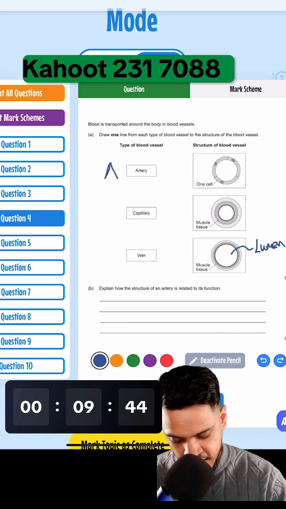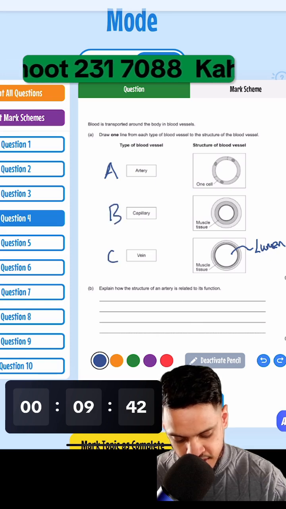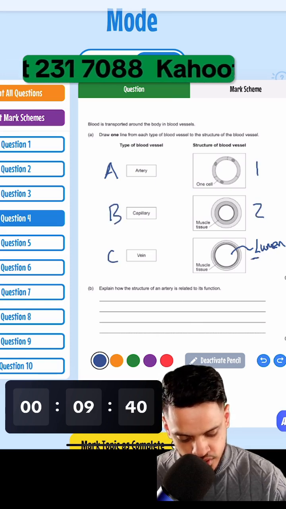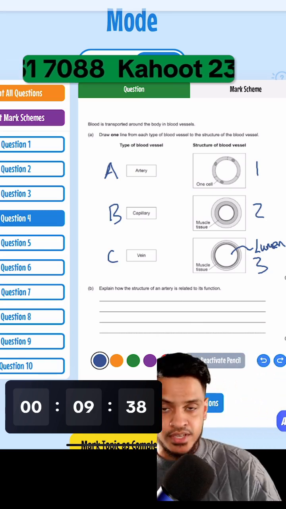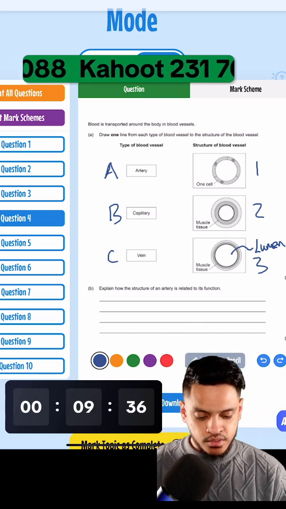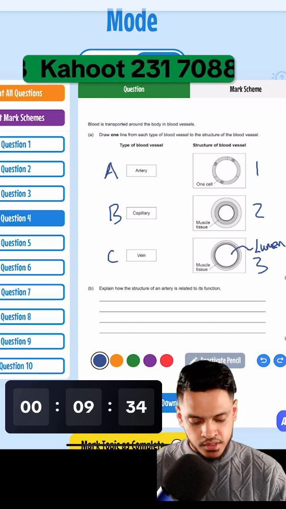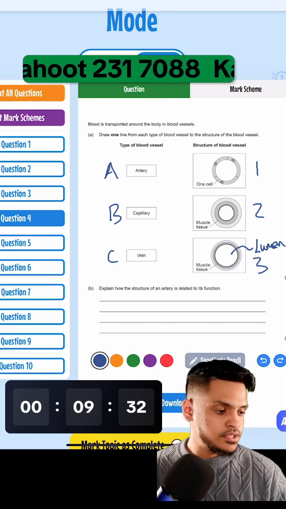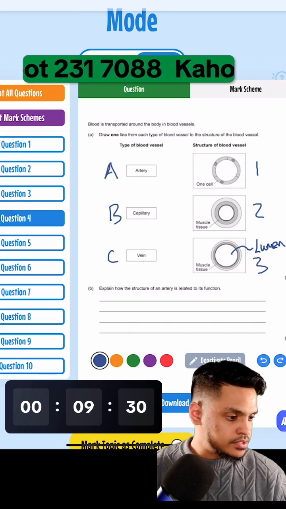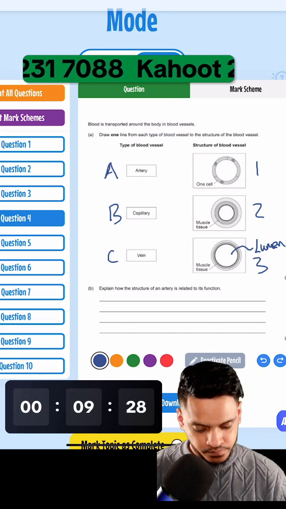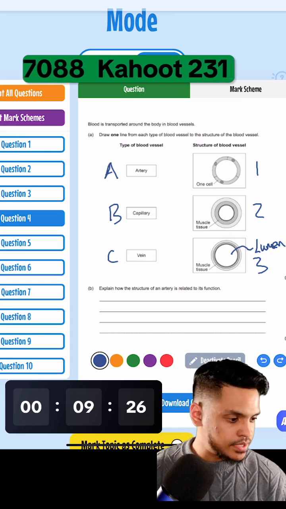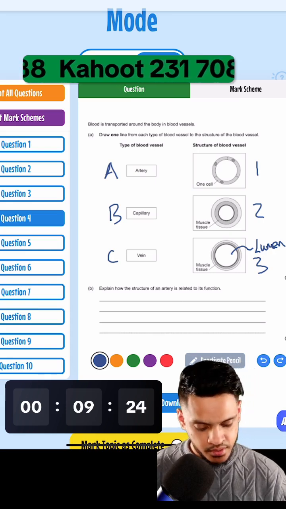So out of these 3, let me do this. I'm going to say A, B, C, 1, 2, 3. What do you guys think? Where does A go to? So is it A1, A2, A3, B1, B2, B3, or C1, C2, or C3? So Ali's saying first is capillary. First one is capillary. Capillary is B.